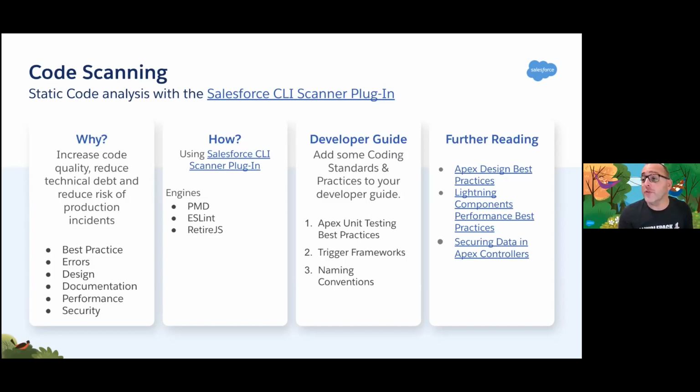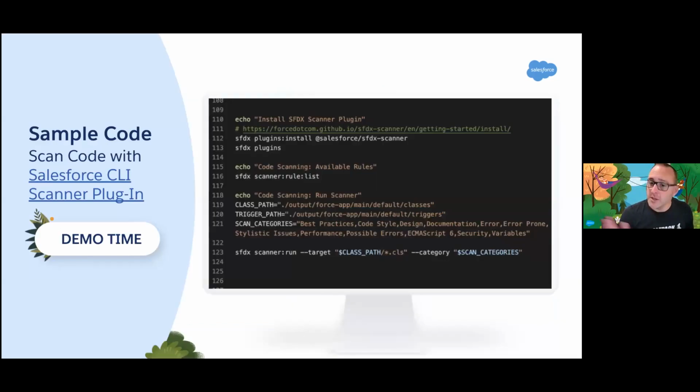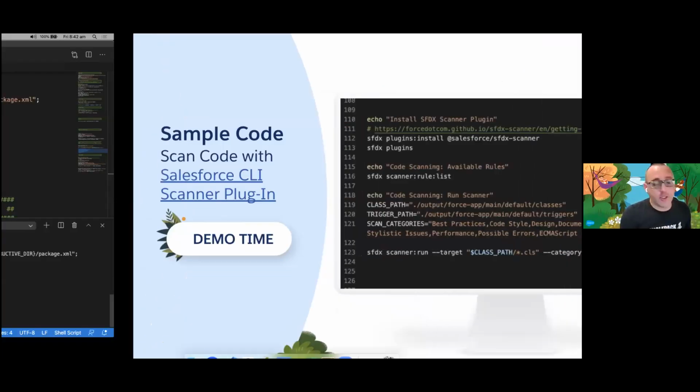On the developer guide, we do recommend that you put coding standards and practices, best practice for Apex unit testing. If you've got a trigger framework, put that in your developer guide so everyone writes triggers the same way, and even little things like naming convention. Code scanning will look for things like best practice, errors, design, documentation, performance, and security. You can even put your own rules in there as well. Demo time.